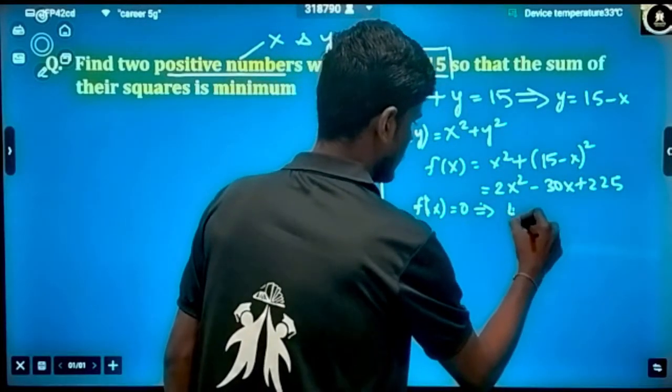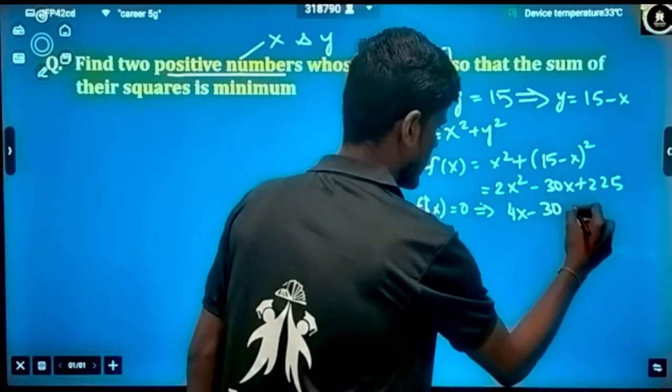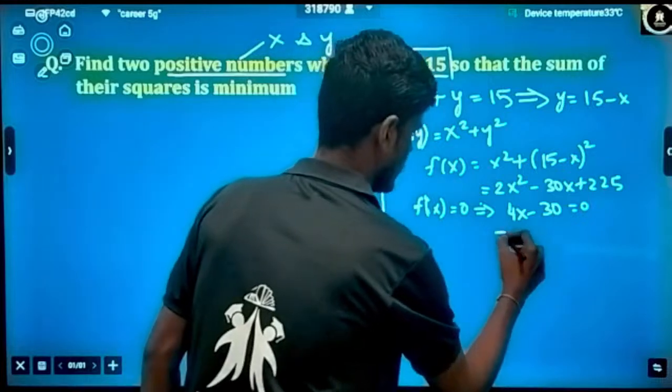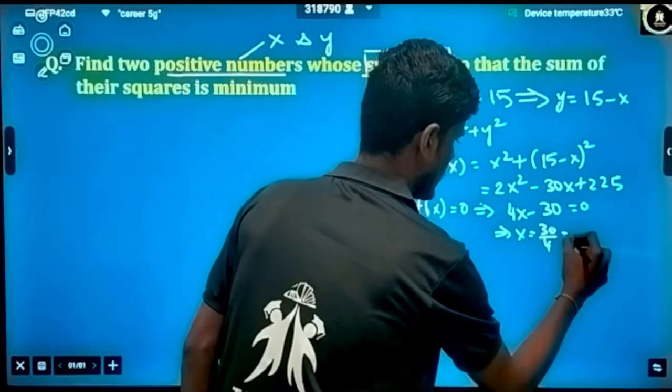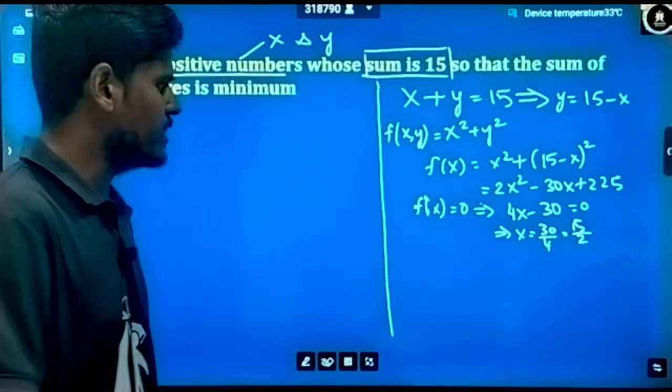Implies we will get f dash is 4x minus 30. This should be 0 for maximum or minimum. So which means x is equal to 30 by 4. And what is 30 by 4? 15 by 2.